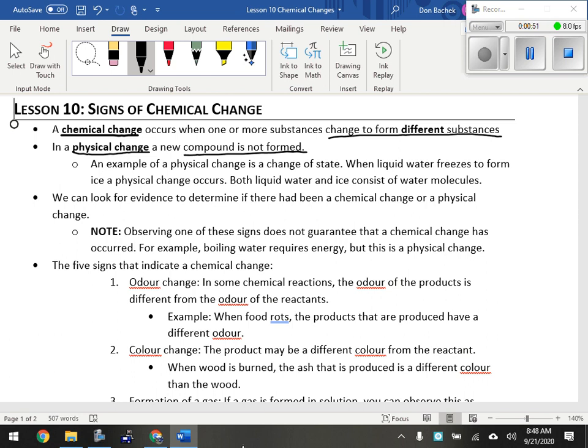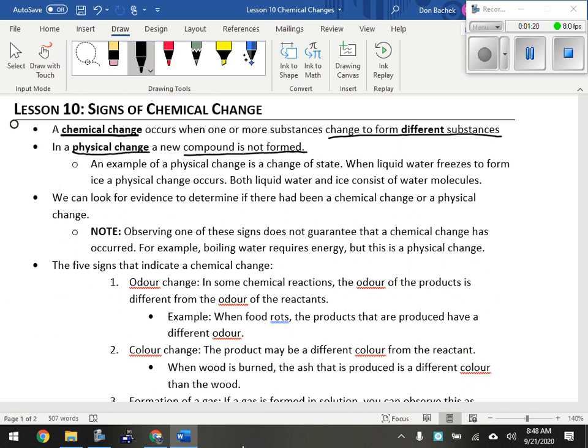Physical changes include phase states, for example, changes in states. So gases, liquids, solids kind of thing. That's a physical change. So if you took ice and melted it to a liquid, that's a physical change. All right. We can look for evidence of whether it's a chemical change or a physical change. Observing one of these signs does not guarantee that a chemical change has occurred. For example, boiling water requires energy, but this is a physical change.